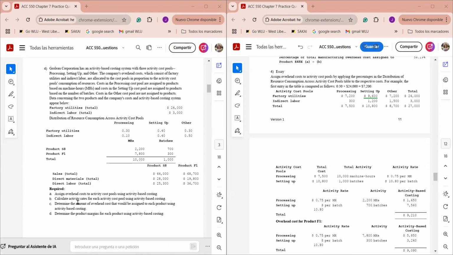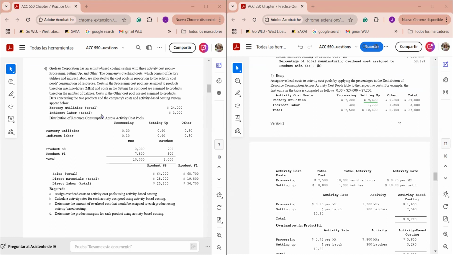And the most important thing to remember on this problem is that we have two different cost and activity cost systems that are factory utilities and indirect labor. So the first thing it is asking us is to assign overhead cost to activity cost pools using activity-based costing. The only thing we need to do is identify our total of factory utilities first, and then our factory utilities processing, setting up, and other percentages.